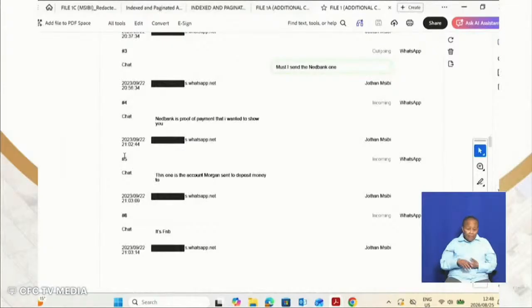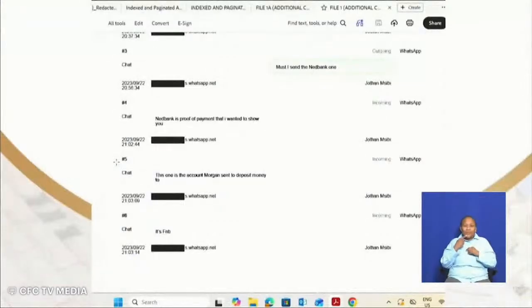Just for identification, said chat 6, it's 5. Oh, chat 5, I'm running ahead. Yes. The one that says this one is the account Morgan sent to deposit. That's quite correct. I ran ahead, it's chat 5. So you clarify that this is the account Morgan sent to deposit. You see that? Yes, I see. So it would suggest that Morgan says pay the deposit into this account. That's what is said here.